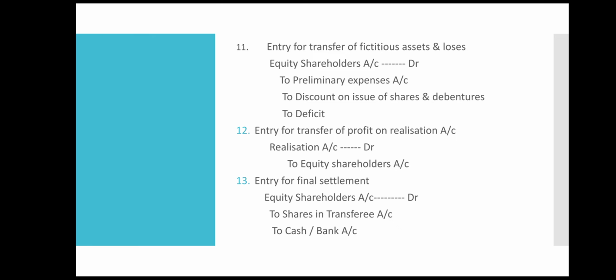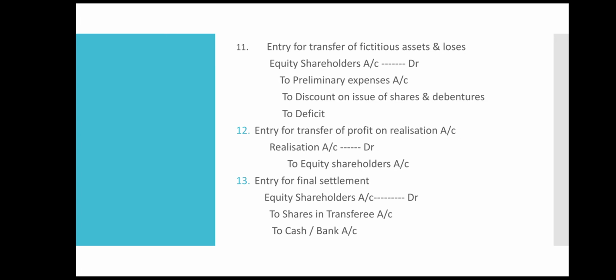So if any preliminary expenses, discount on issue of shares or any deficit is there, that has to be transferred to the shareholders account, because as they are owners they will take the benefit of the profits and they will also have to bear the losses. So if any such assets and losses are there, they are to be transferred to the shareholders account and not to the transferee company.